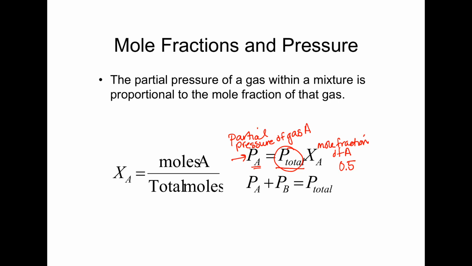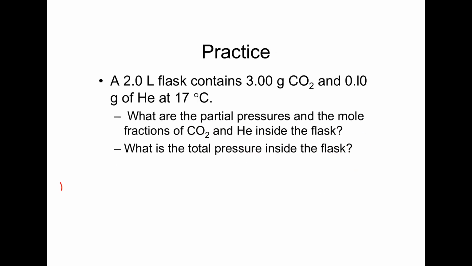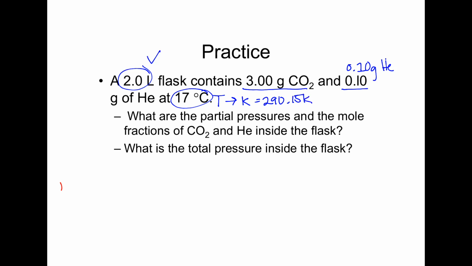Okay, well, let's do a little practice with these problems. Here's a problem where we have a mixture of gases. We have some carbon dioxide, and we also have 0.1 grams of helium. Some other information that we know: their volume, so they share that volume, and we know the temperature, and we know that we need to get that temperature in Kelvin. So we're going to add 273.15 to that 17, that's 290.15 Kelvin.